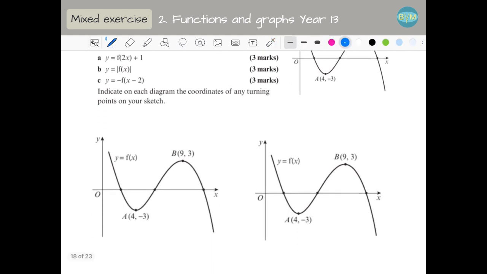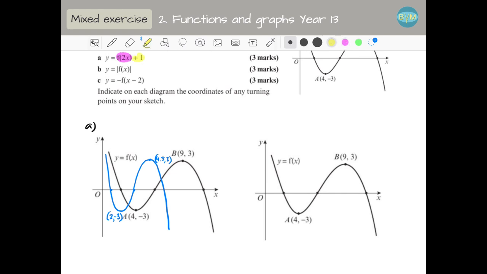So if we have our function here, we are going to halve everything in the horizontal direction. So this point would be here, this point would be here, and our graph is going to go as down and as up as before. So nothing changed in the vertical direction, just everything is squeezed in the horizontal. The scale factor is a half. So this maximum here is going to be 4.5, 3 because the y doesn't change, and this point is going to be 2, minus 3. That would be the stretch.